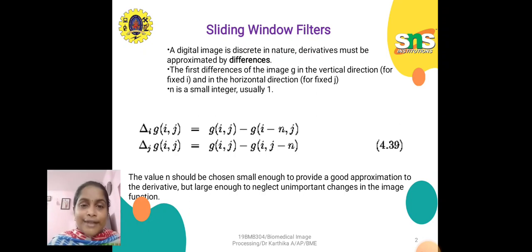Del I G of ij is equal to G of ij minus G of I minus n comma j. Del J G of ij is equal to G of ij minus G of I comma j minus n. The value n should be chosen small enough to provide a good approximation to the derivative, but large enough to neglect the unimportant ranges in the image function, because sliding window filters are used to remove the unwanted components in the image.